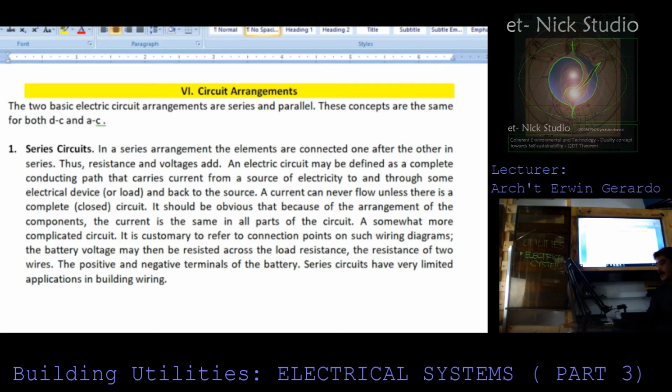In a somewhat more complicated circuit, it is customary to refer to connection points on such wiring diagrams. The battery voltage may then be impressed across the load resistance and the resistance of the two wires, the positive and negative terminals of the battery. Series circuits have very limited applications in building wiring.